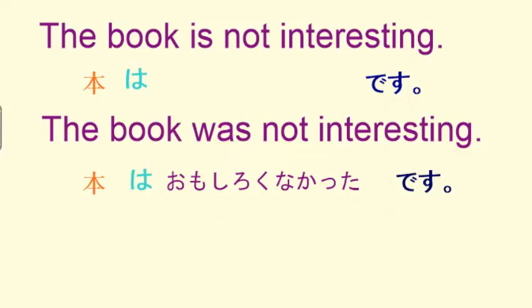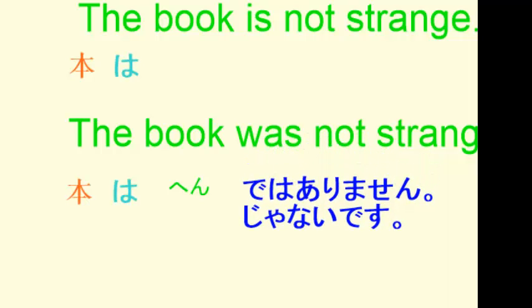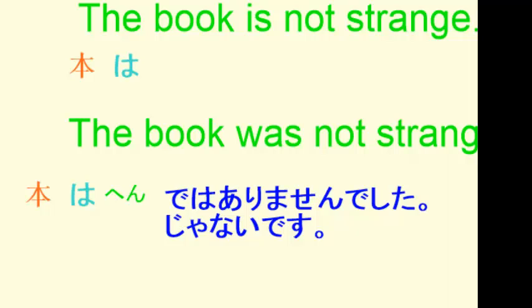Na adjectives much more simple. We're going to have to leave a little bit of room there though to fit our word in. Hon wa, now the book was not strange, so hen, and then we get our "is not" before we change that into the past tense. So let's just get rid of desu for the moment. Now here we've got the two forms of "is not". So hon wa hen de wa arimasen. And to make that into the negative past tense, we've added deshita to de wa arimasen, and that gives us "it was not strange".